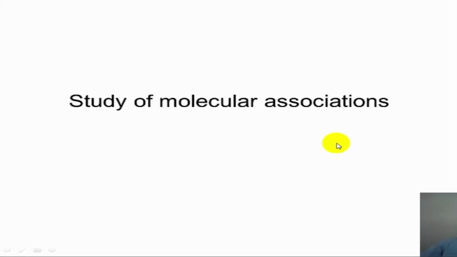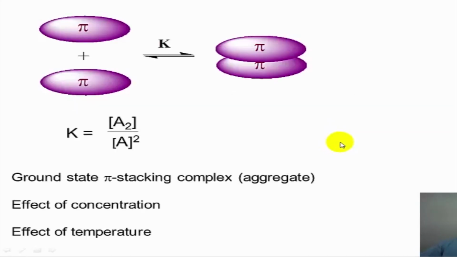Now, molecular association can be easily studied, particularly if it is a pi stacking interaction study. This is essentially a pi dimer formation between molecules which have a pi electron rich nucleus. An ideal example would be pyrene as a molecule. Pyrene is a hydrocarbon which can undergo aggregation in solution in this particular fashion.